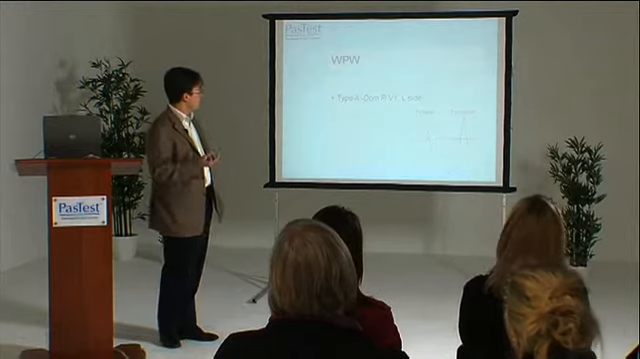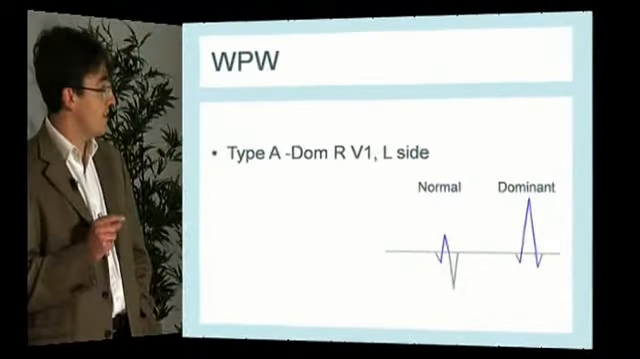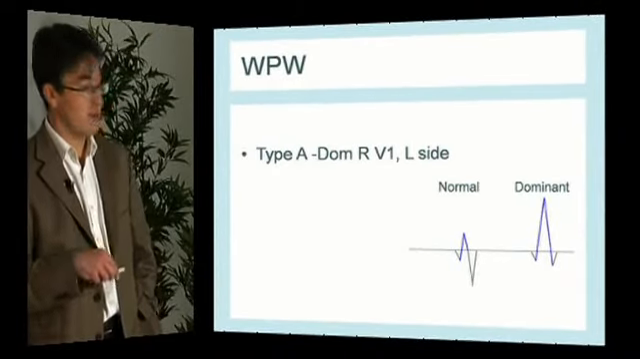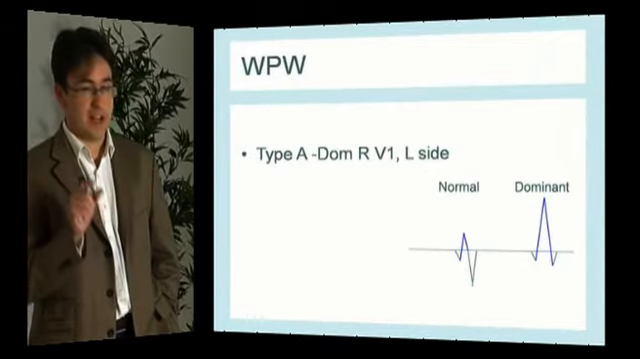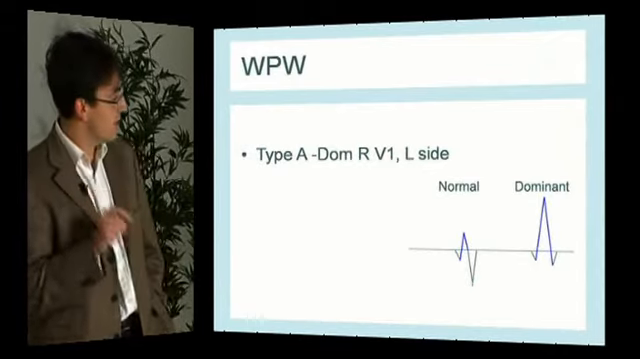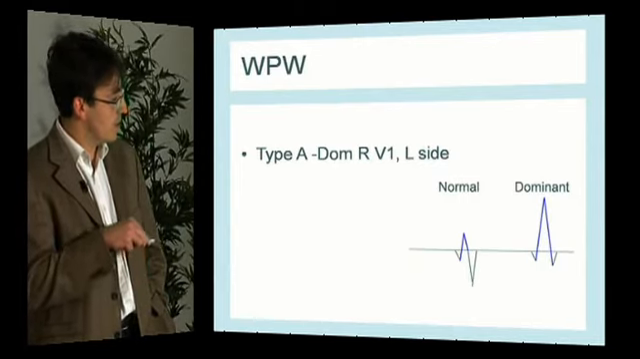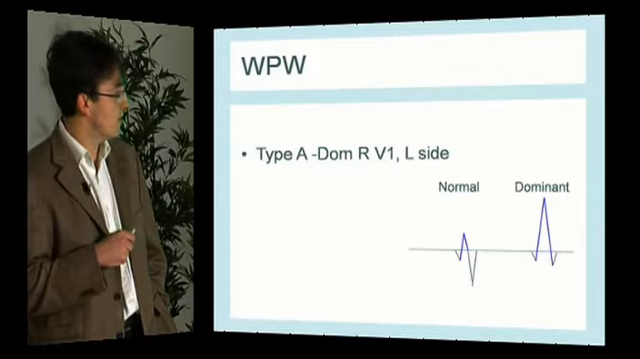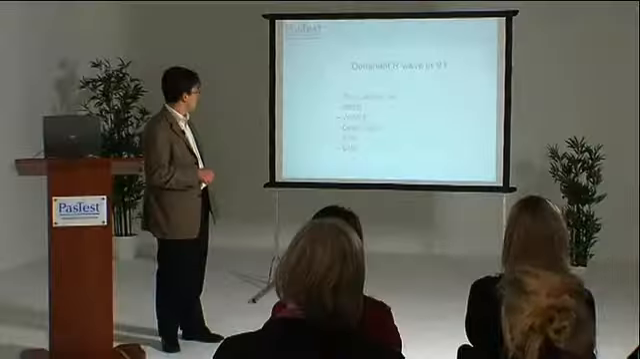So there are two main types of Wolff-Parkinson-White. There's type A, which has a dominant R wave in lead V1. On the slide here, you see on the right-hand side a very dominant R wave in lead V1, not a lead we typically look at on the electrocardiogram, and that's compared to what the R wave normally looks like, the waveform just on the left. And when the R wave is very big like this, it's a left-sided pathway.